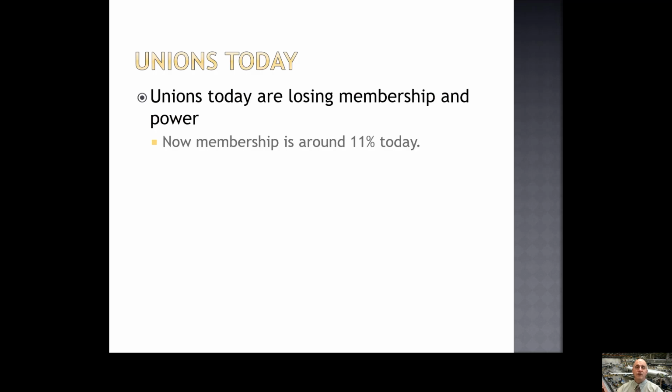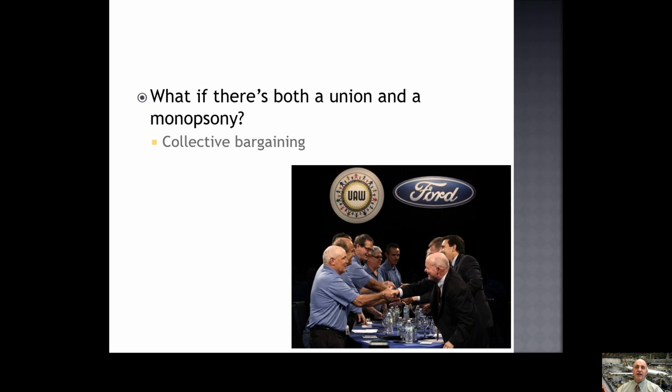The problem is unions really are losing their power these days. It used to be that a very large portion of our labor force was unionized, and that power has diminished, mostly because the workers don't really feel as though the unions have that much of a significant impact upon the wages and the conditions. Now, imagine what happens if you have an industry in which there's a monopsony and a union.